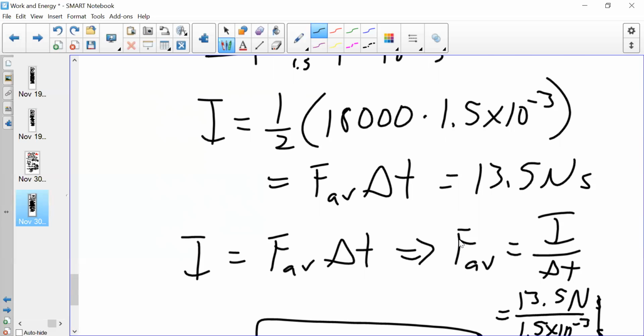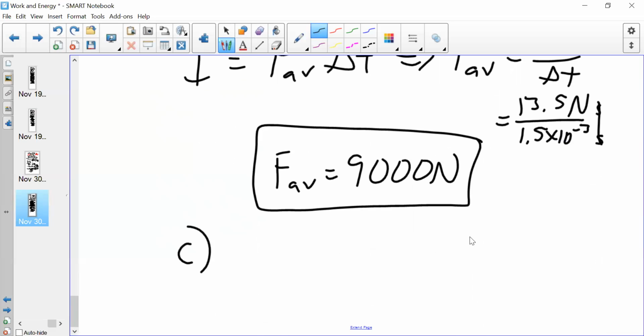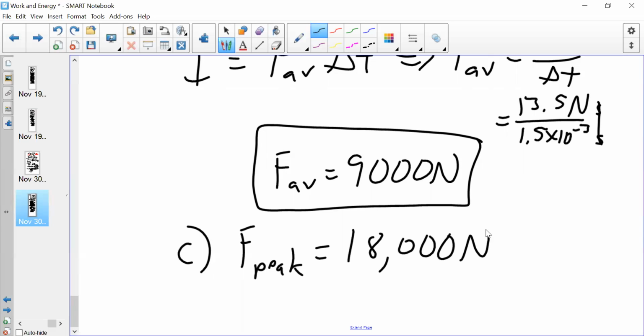Any questions on the impulse problem? So the peak force, as I mentioned, is given in the problem in the graphs, 18,000 newtons. Okay.